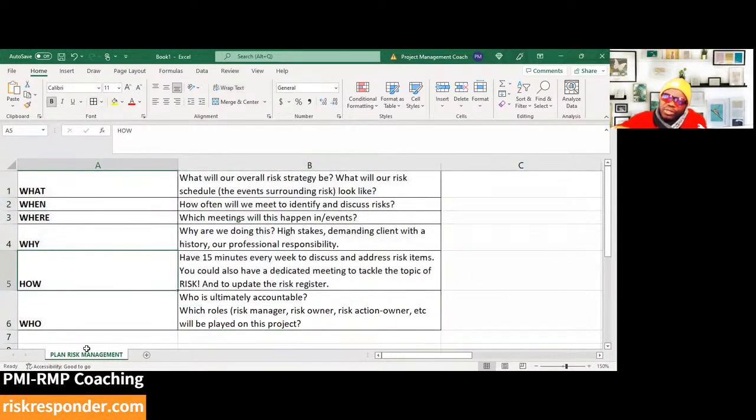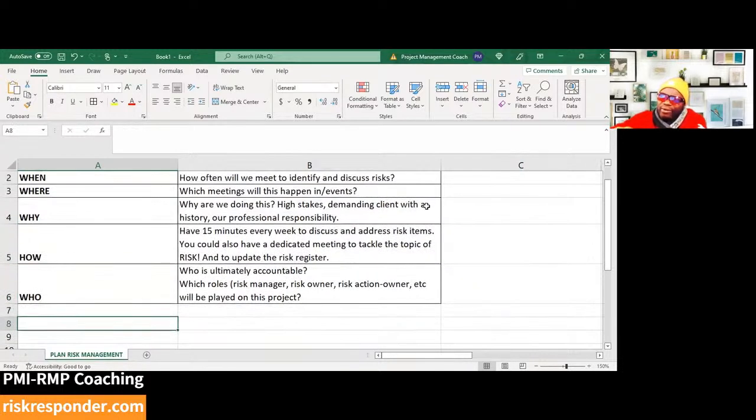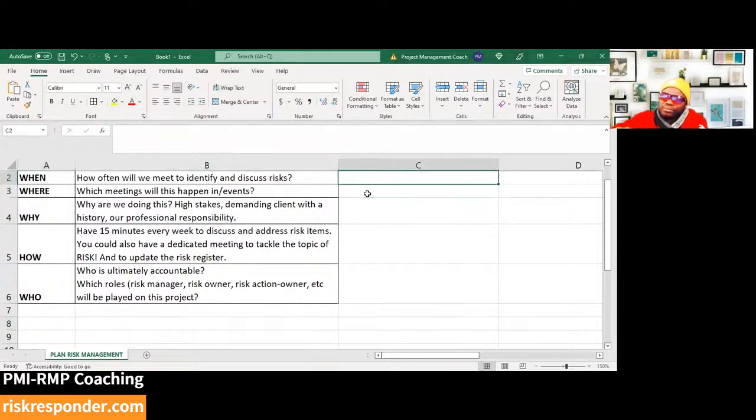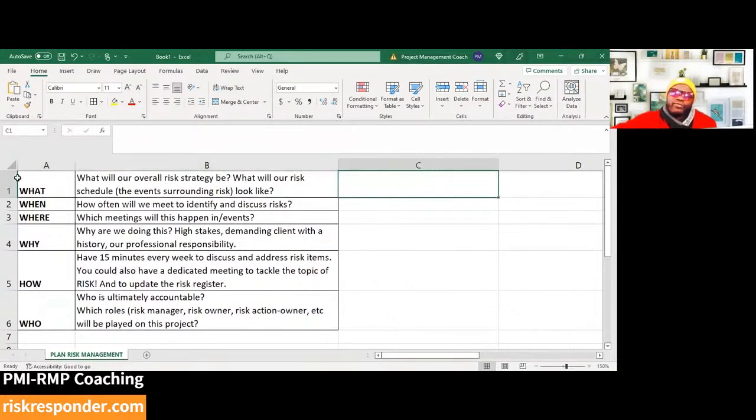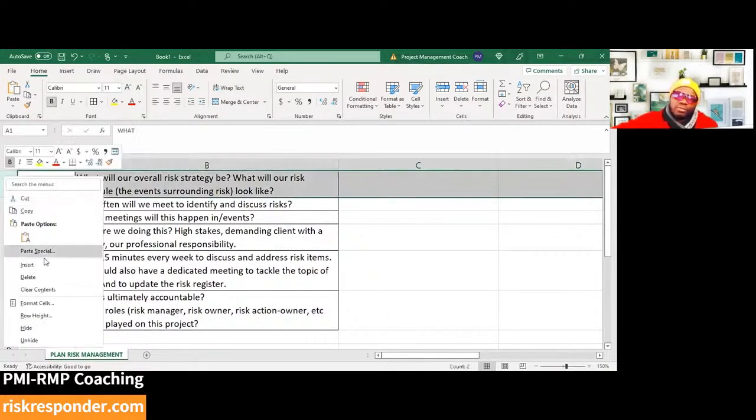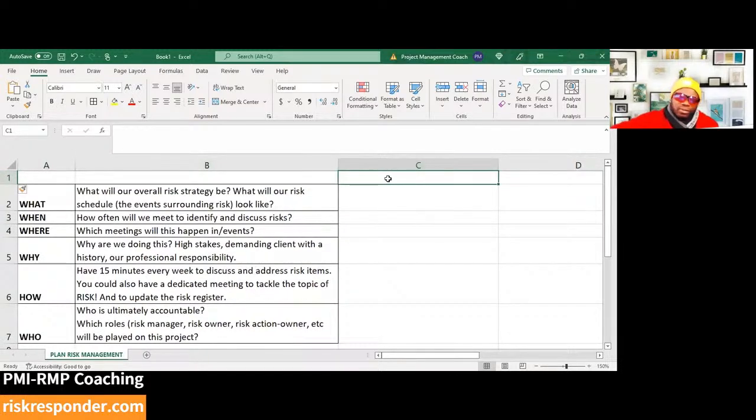So this is what you do in plan risk management. You answer the what, the when, the where, the why, the who, the how, right? Part of the how is going to include this. You're going to have tools, templates, plans. Right now, we're just planning how we're going to manage risk, right?